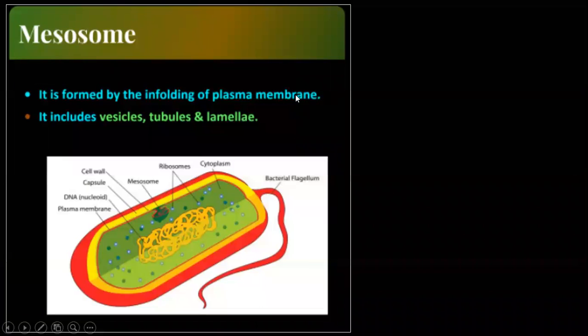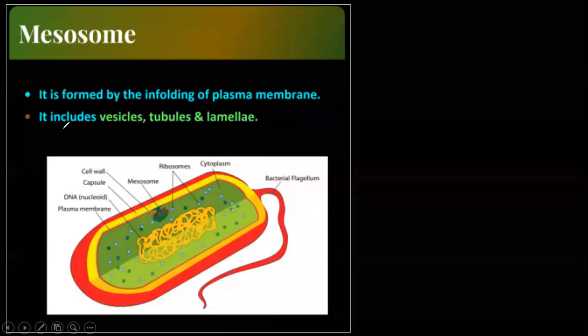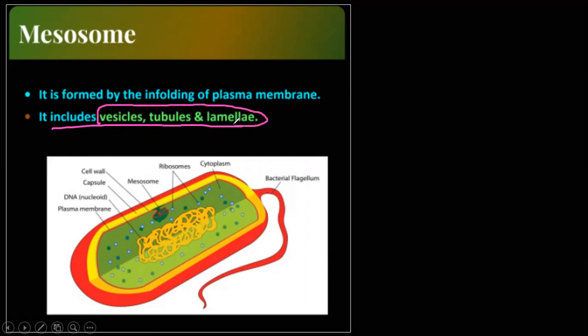Okay, so next we are moving on to the mesosome. Look, glycocalyx, cell wall, cell membrane, and next we have the mesosome. This is formed by the infolding of plasma membrane that includes vesicles, tubules, and lamellae. So these are certain structures present in the mesosomes: vesicles, tubules, and lamellae. The mesosomes are formed by the infolding of the plasma membrane.